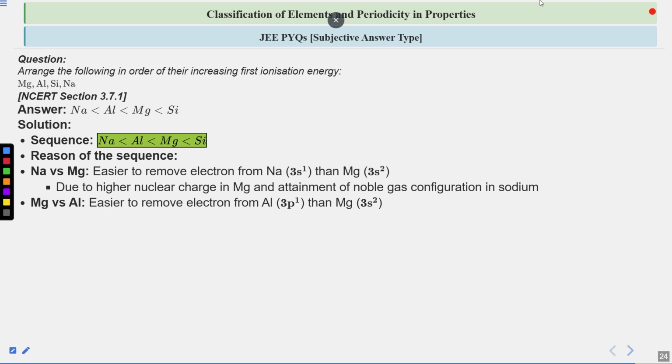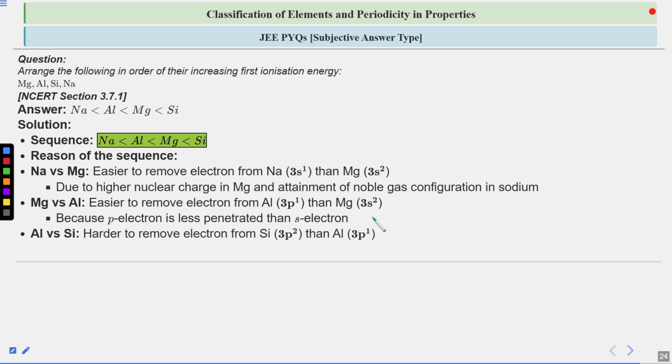So magnesium and aluminium, if you see, they are having outer shell configuration as 3s2 and 3p1. So you know that the p electrons are less penetrated than the s electrons. Therefore, it is having a greater energy. The magnesium will require a greater energy to remove the electron as compared to the aluminium, where the electron is present in the p subshell.